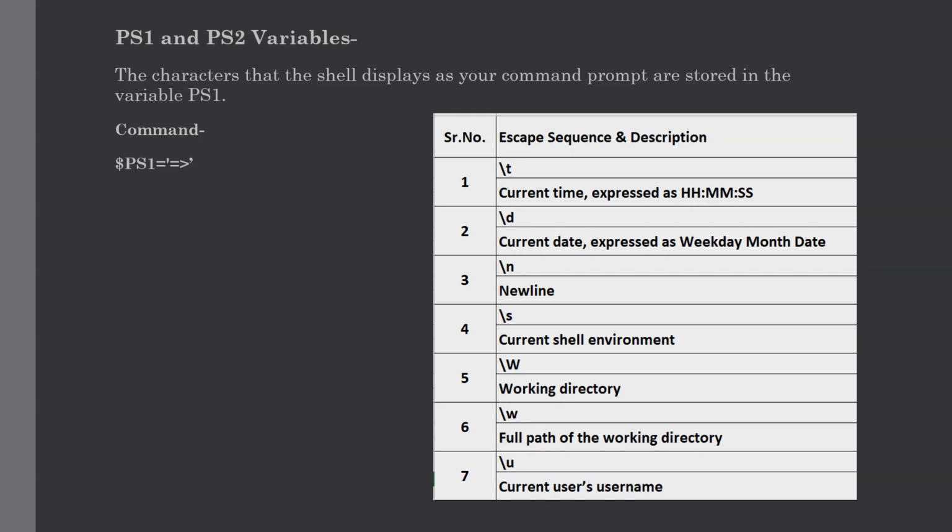The characters that the shell displays as your command prompt are stored in the variable PS1. Our command prompt displays the dollar symbol right now, but you can modify it. We can change this variable to be anything we want. As soon as you change it, it will be used by the shell from that point on, so going forward it will show the updated value. This is the syntax that we will use to update the variable stored in PS1. Let me show you how.